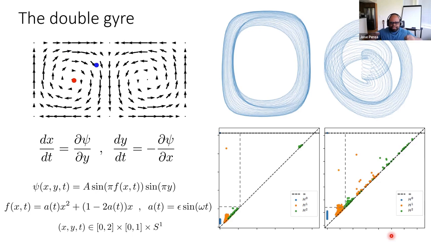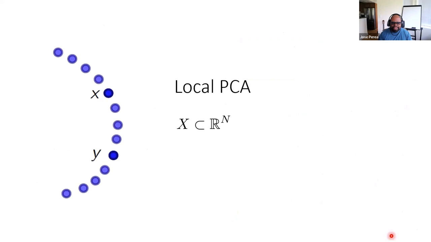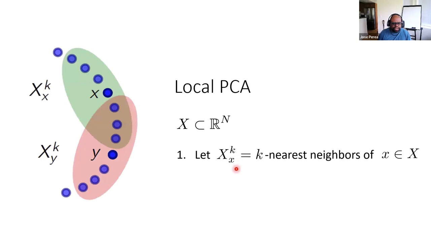So again, is there something else we can compute? Here's one such thing: local PCA. This is how you can estimate the local dimension of data, and it's something useful you can do. So how does it work? Suppose that you have a data set X inside R^n, and for every data point, you can think of the collection of its k nearest neighbors. For X, the collection of k nearest neighbors will be the points within the green neighborhood, and for Y, the points within the pink neighborhood.